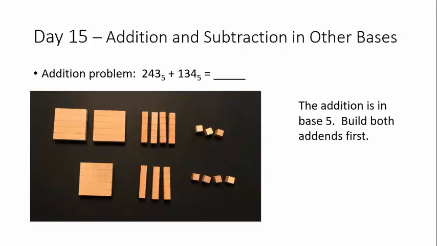Here's a problem in base 5. This is the first one we've seen in base 5. So the trading up goes something like this. 5 units are traded up for a rod. 5 rods are traded up for a flat. 5 flats will be traded up for a cube. We start with both addends.